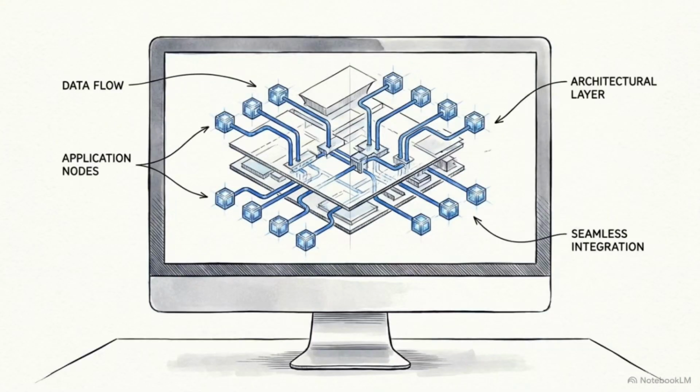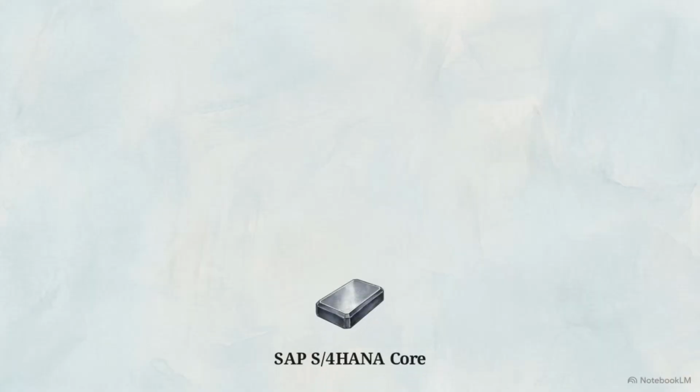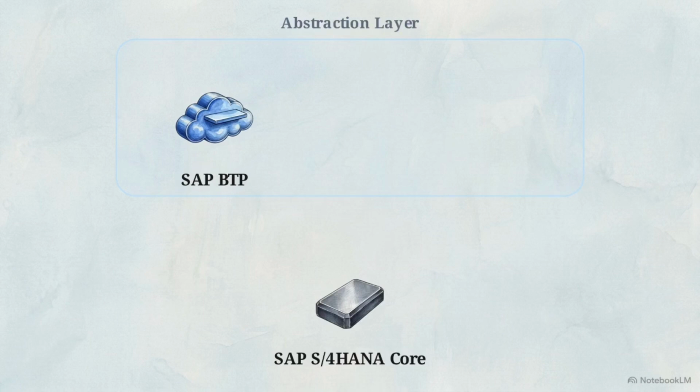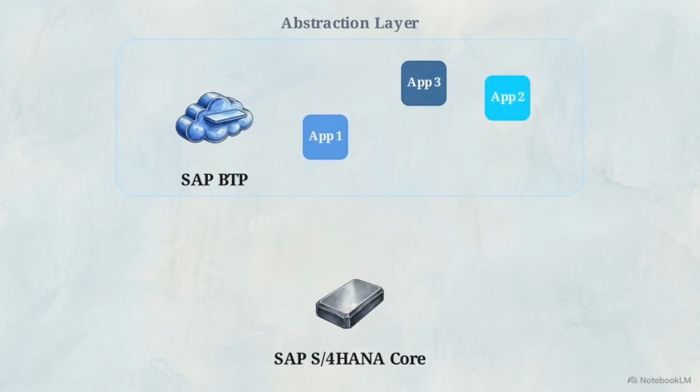SAP Business Technology Platform, or BTP, was designed to resolve this upgrade paradox. Conceptually, BTP is a decoupled platform as a service. It functions as an abstraction layer. By separating custom business applications from the ERP core, it allows companies to develop unique logic without jeopardizing their foundational software.